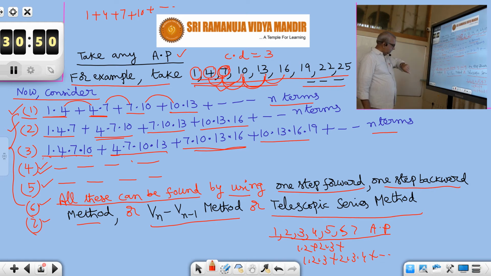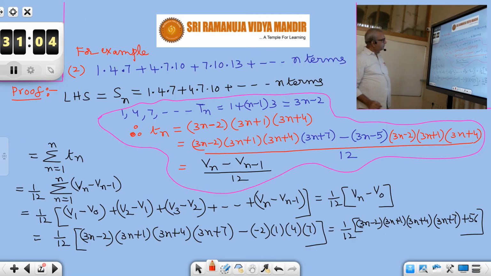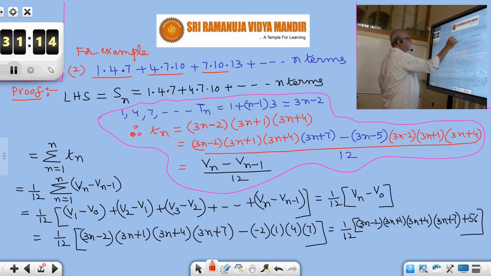So, let us consider the first one or the second one. One of them we will consider and find its value. Next page. So, yes, we are considering three factors. Let us consider this example: 1, 4, 7 plus 4, 7, 10 plus 7, 10, 13, so on up to n terms. This sum we have to find out, suppose.